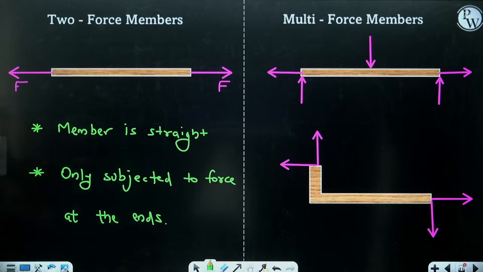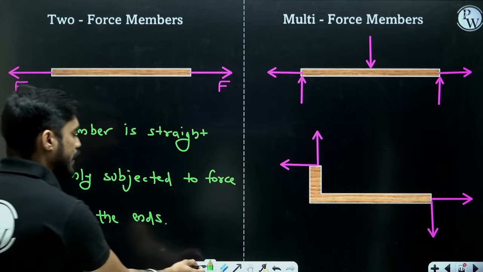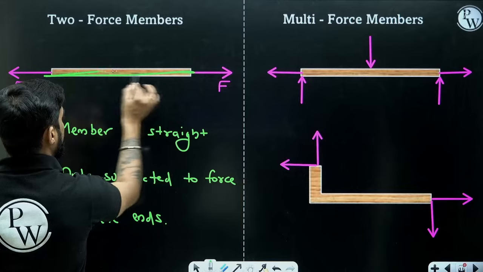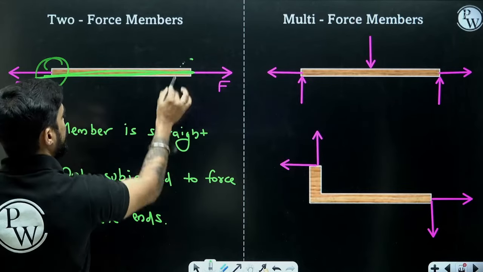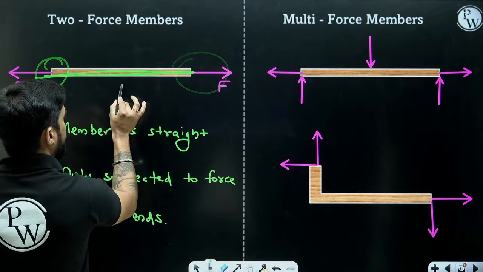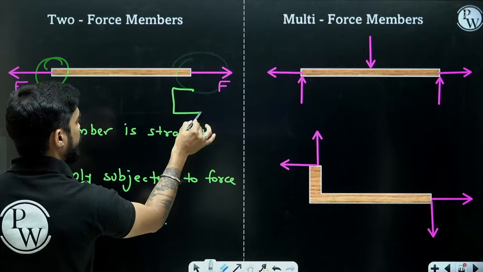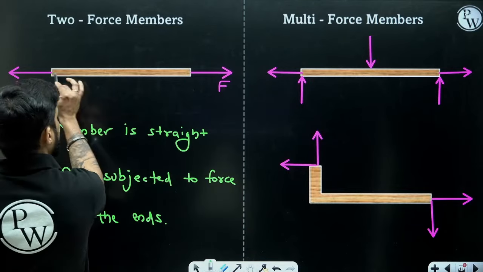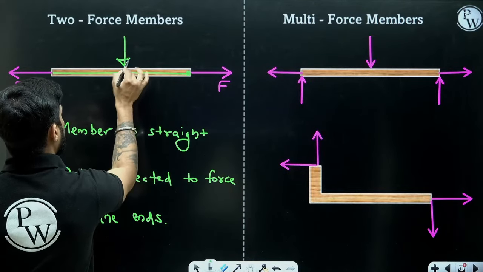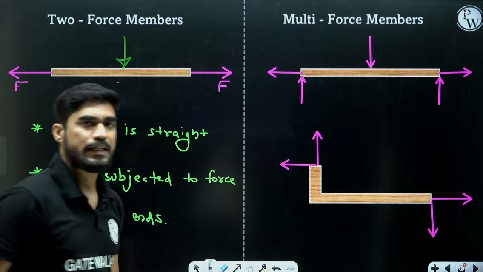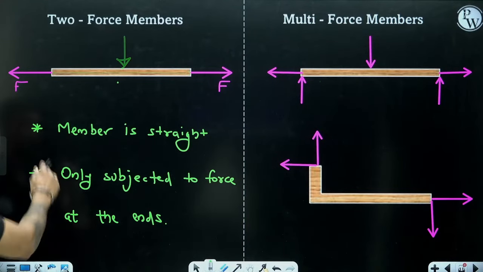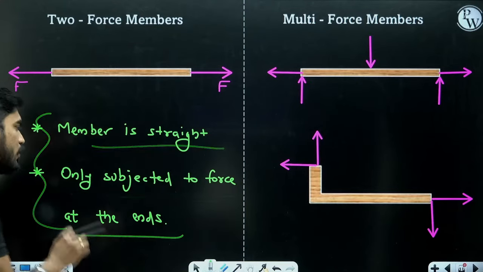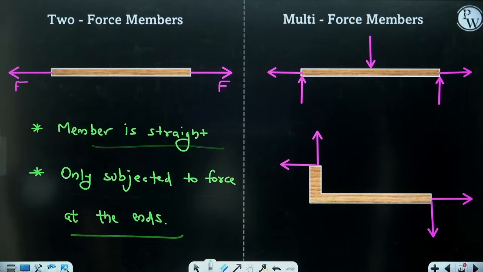Okay. So what is the criteria to be a two-force member? It must be straight and the forces must be only acting at the ends. If it is not straight, if it is L shape or C shape, it will not be a two force member. It will become a multi force member. And if it is straight, but the force is acting between the ends, then also it will become a multi force member. So both criteria must be fulfilled. It must be straight and it must be subjected to forces only at the ends, not in between the ends.